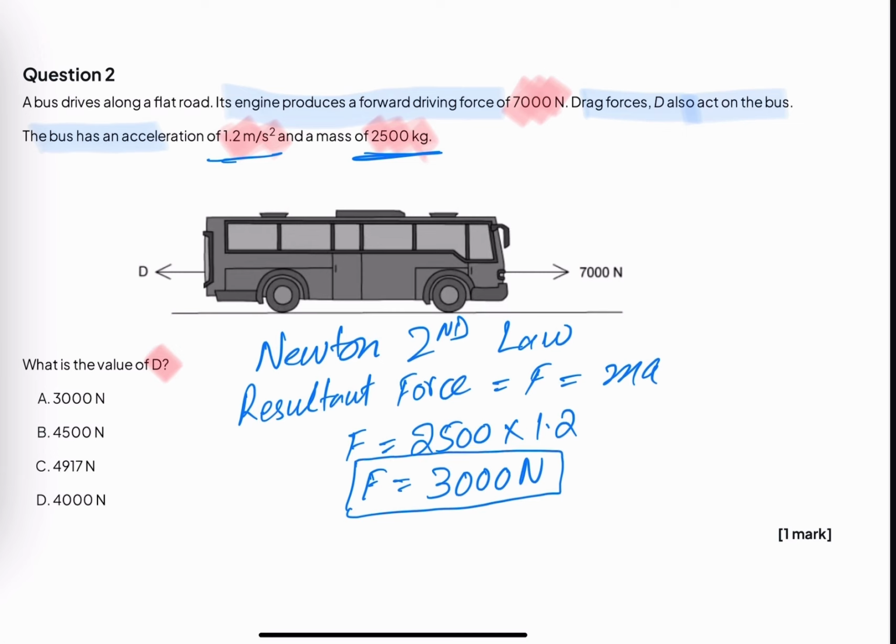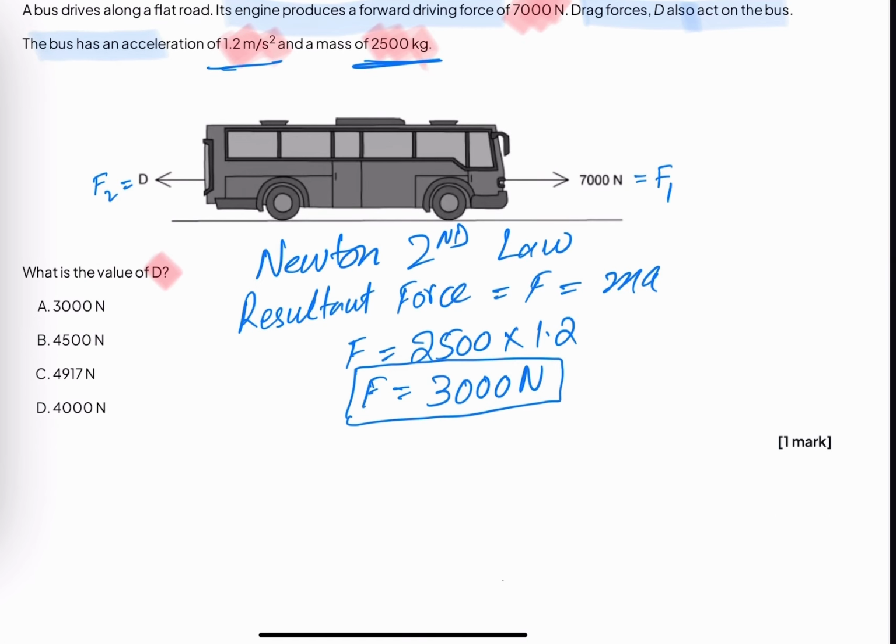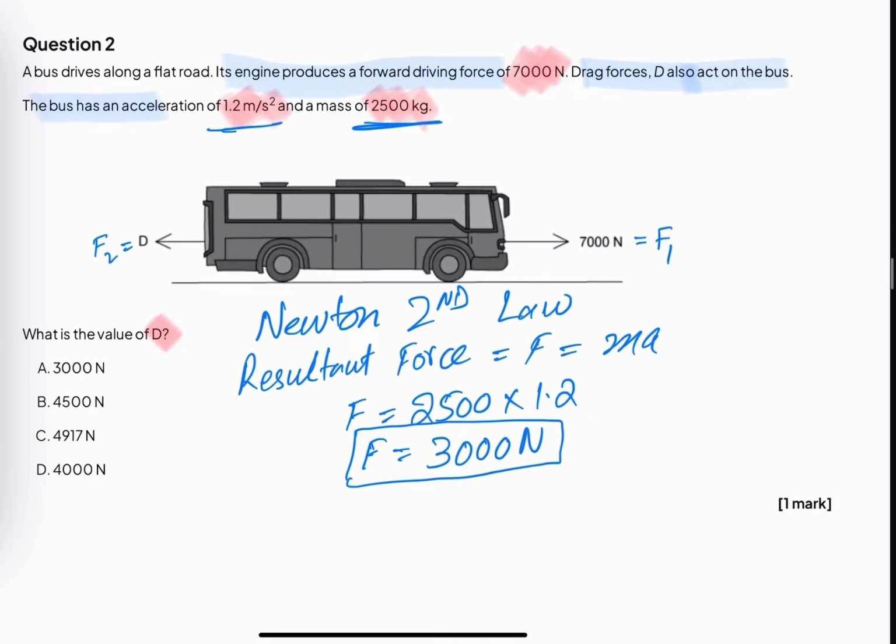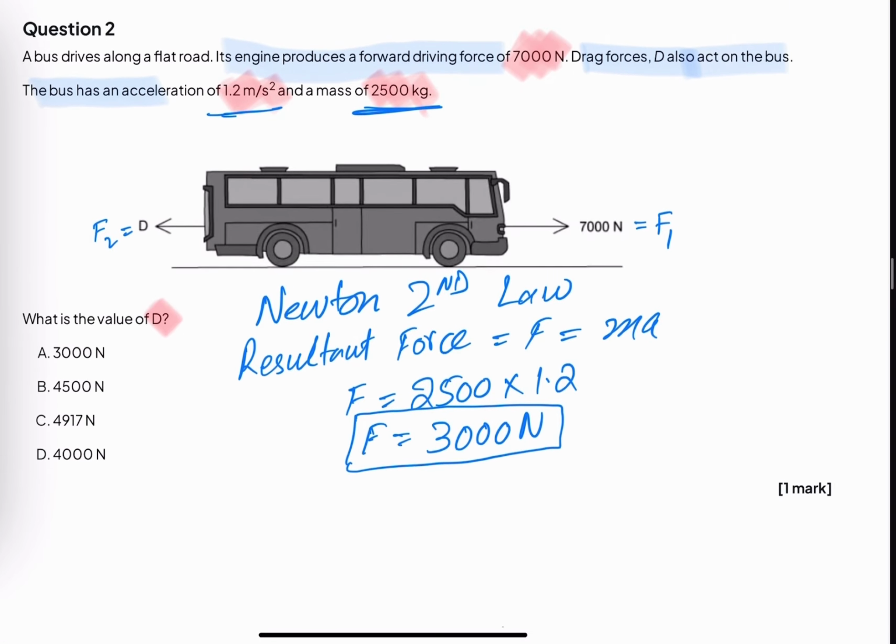Okay, so now we have to make the equation. Basically there are two forces acting on the object. Let's suppose F1 is this driving force, and D is the drag. The resultant force is also in the forward direction. Why is it in the forward direction? Because the bus is accelerating. So the resultant force is the difference of the two forces. Resultant force F equals F1 minus D.